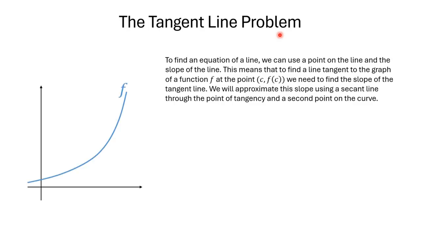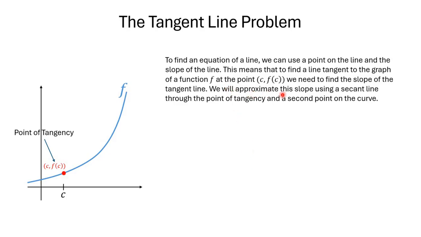So we start with a function f, and we want to find the equation of a line that's tangent to f. To find an equation of a line, we can use a point on the line and the slope of the line. So we'll have this point on the line called a point of tangency. That point is where x is equal to c, and since the name of the function is f, the y value is f of c. This means that to find a line tangent to the graph of a function f at the point (c, f of c), we need to find the slope of the tangent line. Because we already have a point, the only other thing we need is the slope.